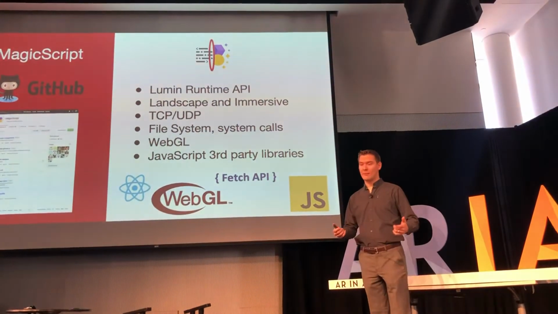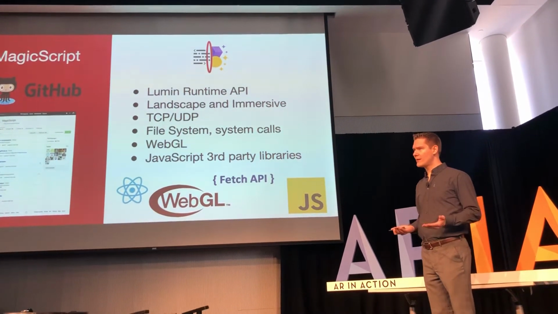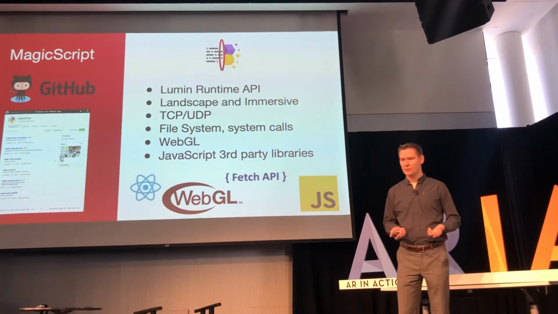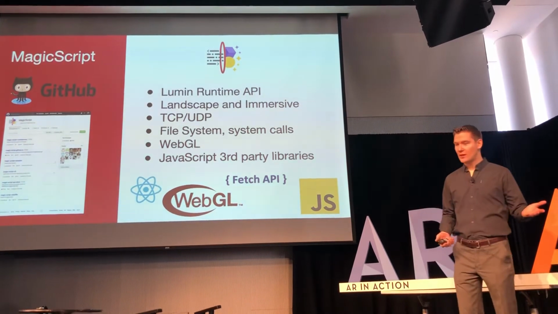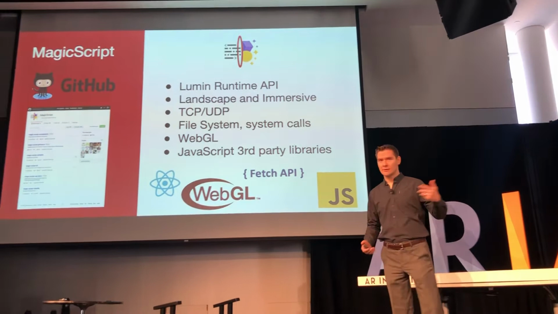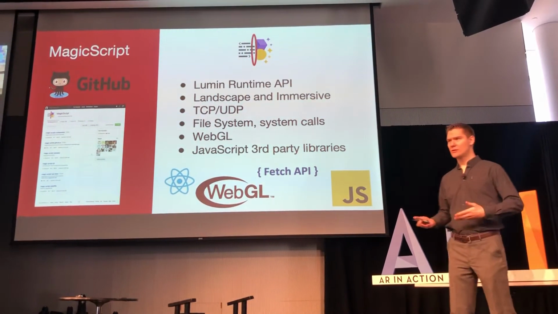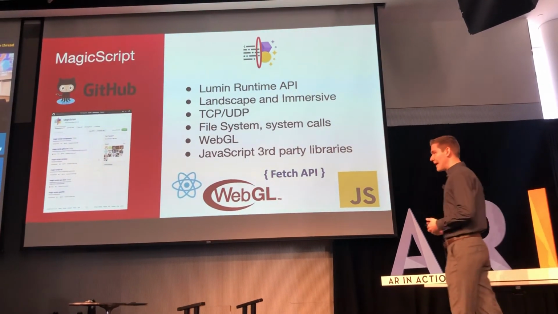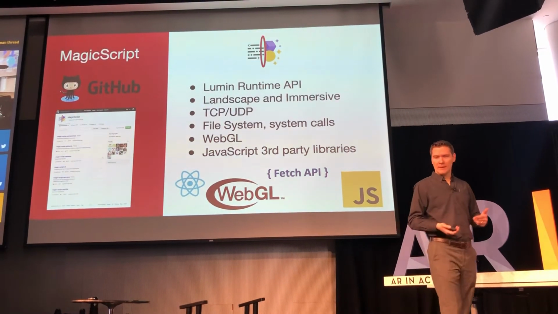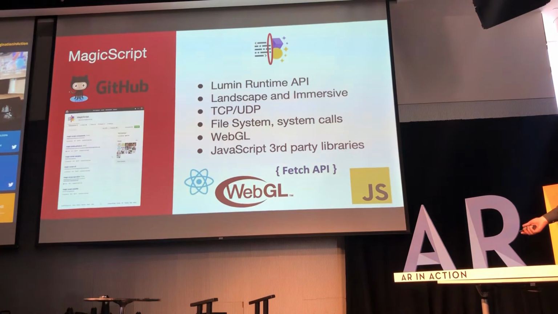Diving in a little bit more into MagicScript, we exposed the Lumen Runtime APIs, like I mentioned. That's over 2,000 C++ APIs with direct bindings into JavaScript. So with that, you can create both landscape and immersive applications. You have access to TCP and UDP connections as a developer. We expose the file system, as well as other system calls. We've added in the ability to make WebGL possible in the platform. And we support third-party JavaScript libraries from NPM.